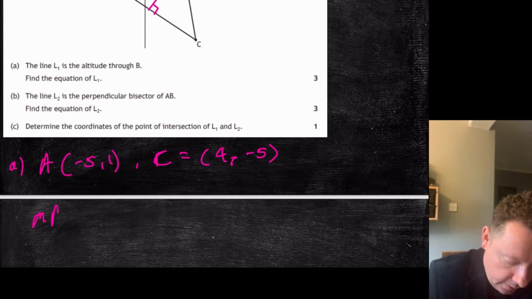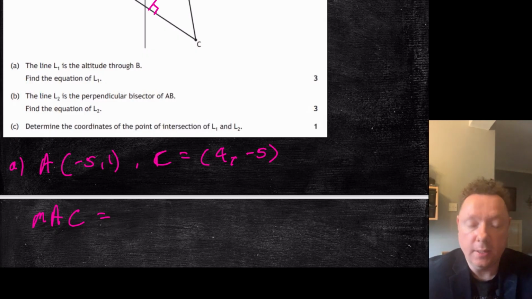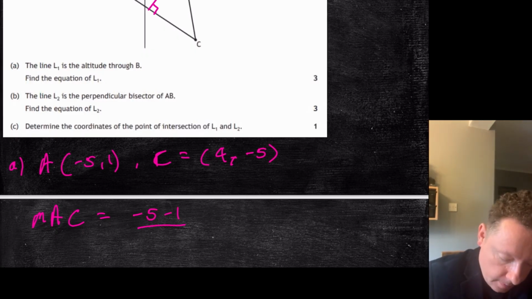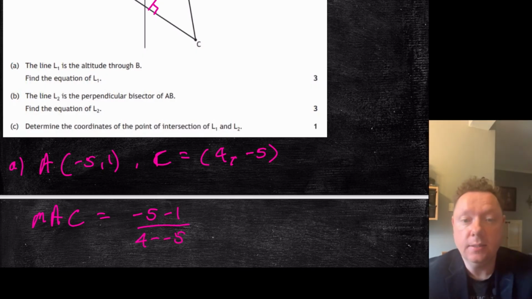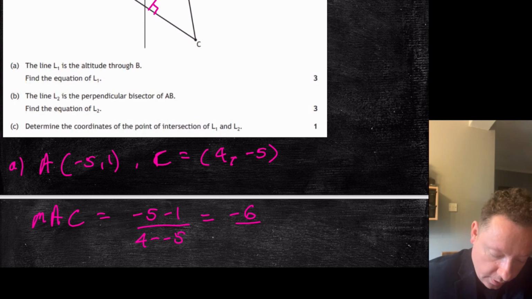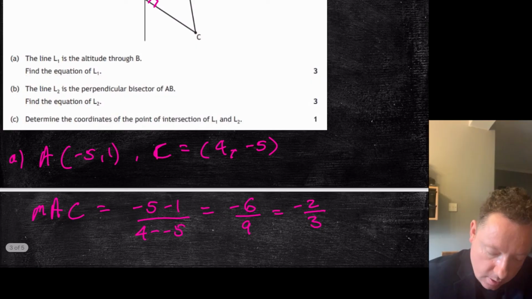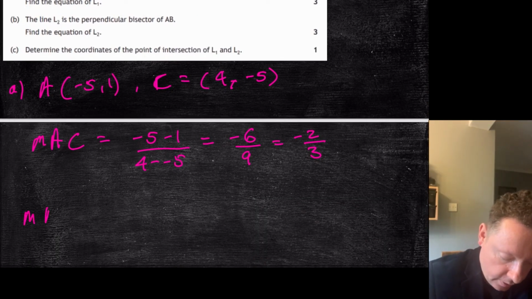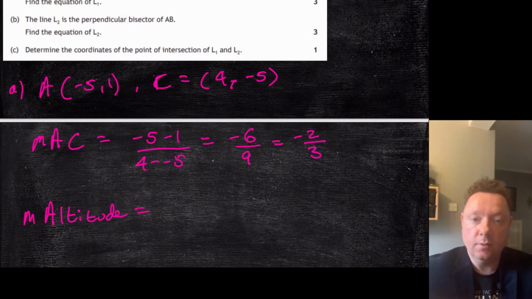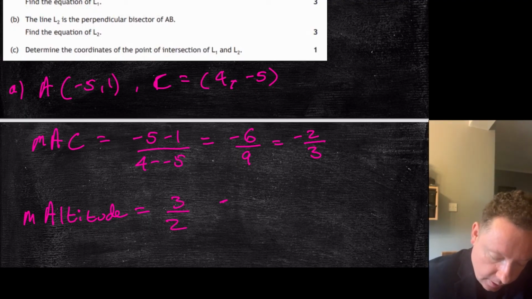So the gradient of AC is equal to y2 minus y1, so minus 5 minus 1, over x2 minus x1, 4 minus minus 5. Watch out for that double minus. So that's minus 6 over 9, 4 plus 5. Simplify the fraction to minus 2/3. And therefore the gradient of the altitude is, we flip it upside down to make it reciprocal and change the sign, 3/2, since m1 times m2 equals minus 1.